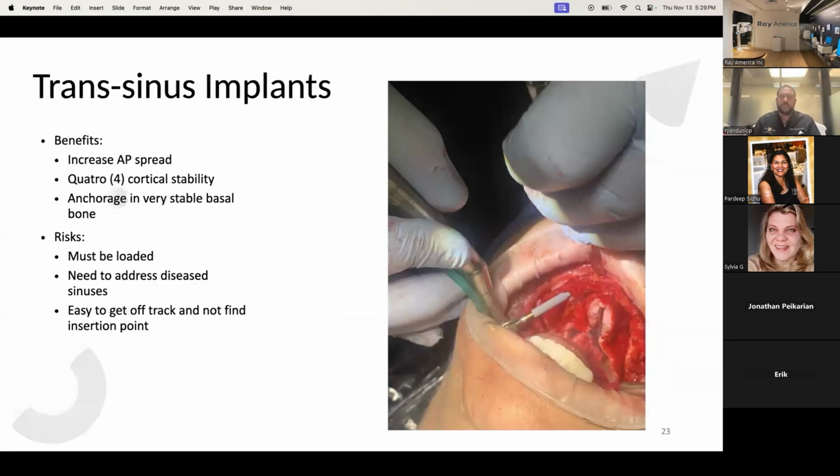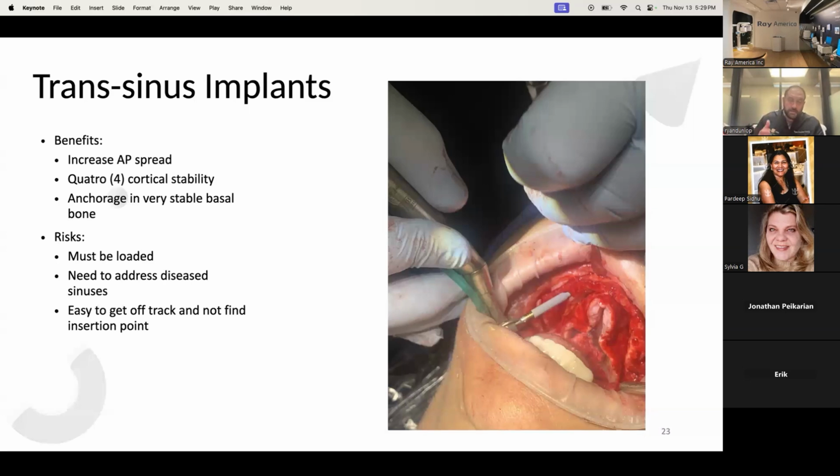So the benefit of a transsinus implant is that it can greatly enhance AP spread in a resorbed case. If you would have to, let's say, keep your implants between the canines or the first bicuspid, by doing transsinus, you can push the head of that implant back further to the first bicuspid, second bicuspid, or sometimes even the molar. Another benefit is that you're going potentially through 4 cortical plates.